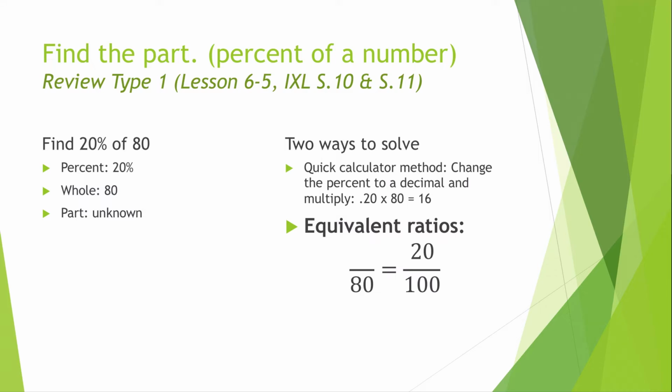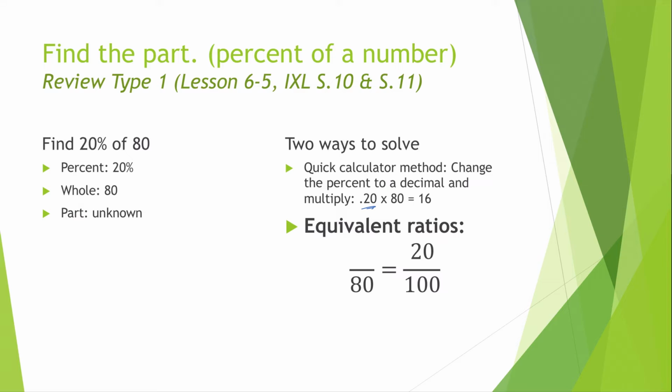So what we did last week was we just changed the percent to a decimal and we multiplied. So we changed 20% to 0.20 and we multiplied it by 80 and we got 16 as our answer. But I want to try to focus on just equivalent ratios so you don't have to remember all the different ways to do things. So since you know the 20 is the percent, that goes over the 100. And since 80 is the whole, that goes in the denominator.